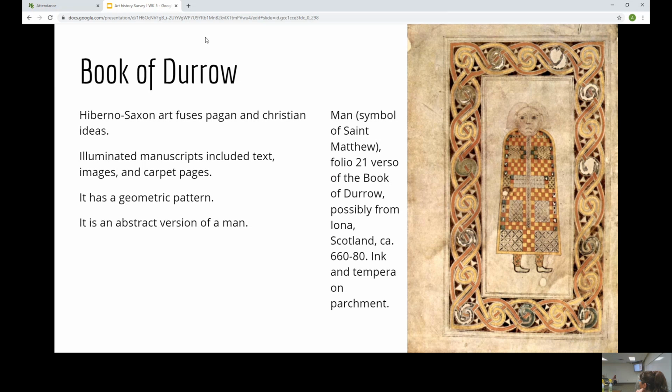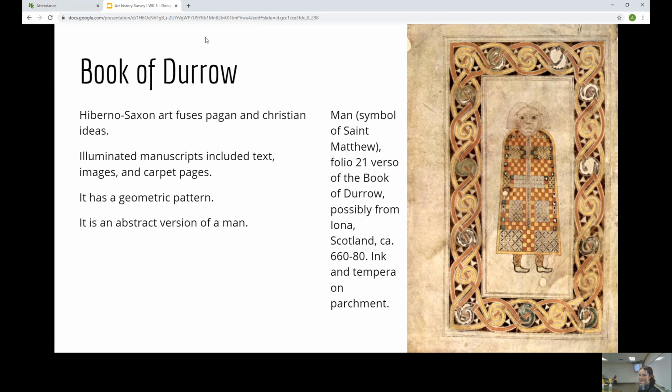So keep that in mind going forward, that most of these books, like the Book of Durrow, are just a couple of the books from the Bible, like Matthew or John, not the whole thing. And that's going to be like that for a very long time until the printing press happens, which is not going to happen in this class.